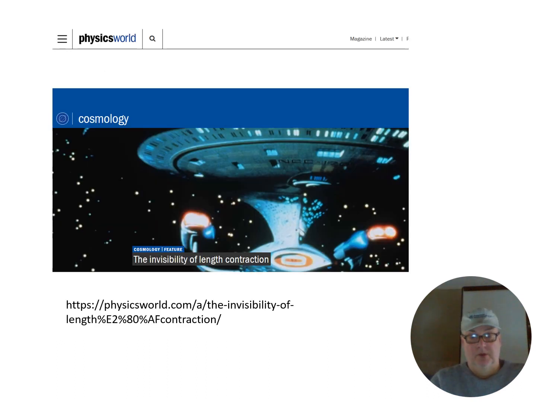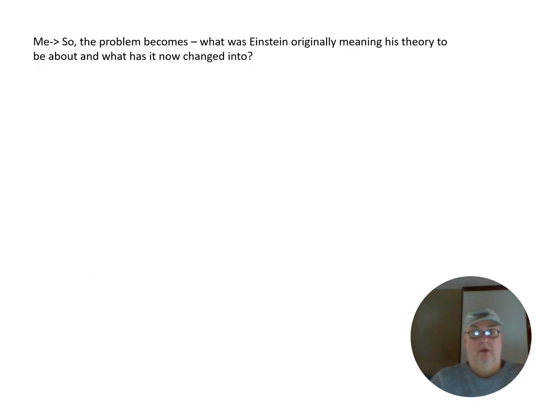If we go to more modern times, then we've got extra problems such as this, that in the physics world it's claiming that length contraction is invisible anyway. So the problem becomes, what was Einstein originally meaning his theory to be about? Was it appearance, or was it an actual physical effect? He didn't clarify properly. And what has the theory now changed into?